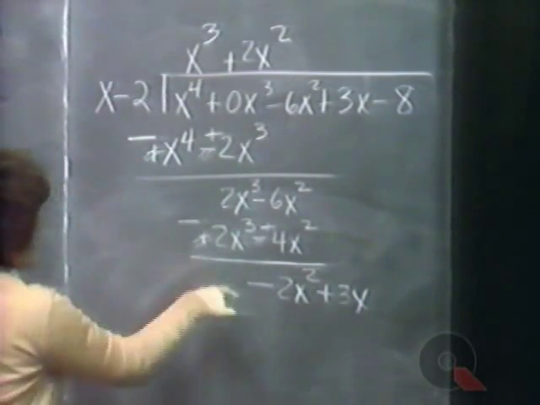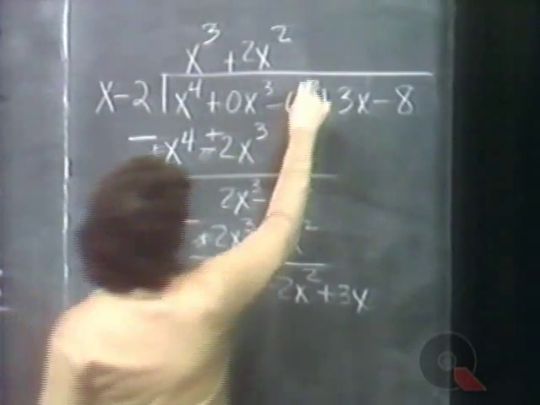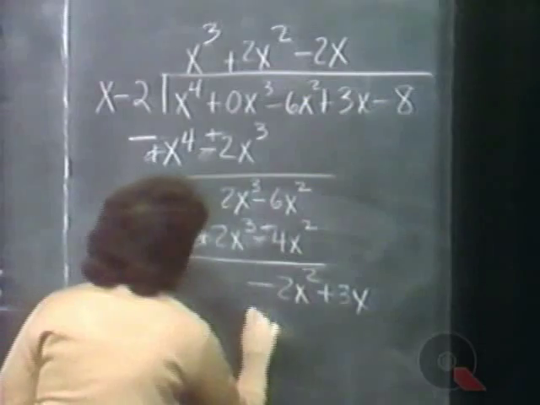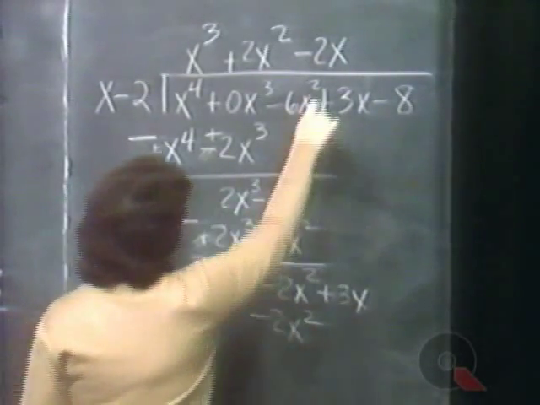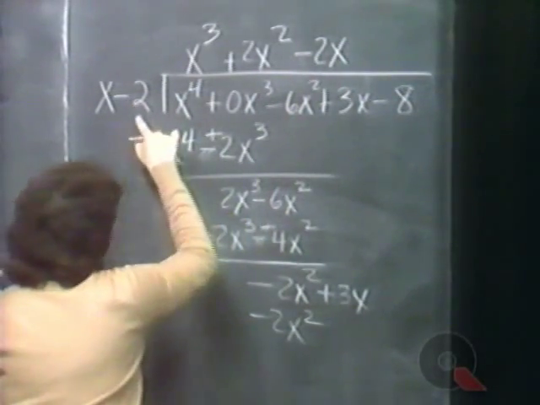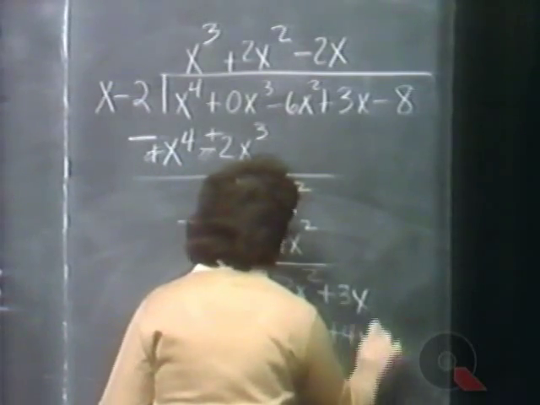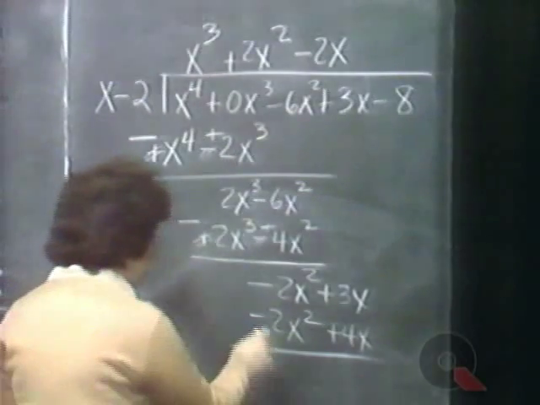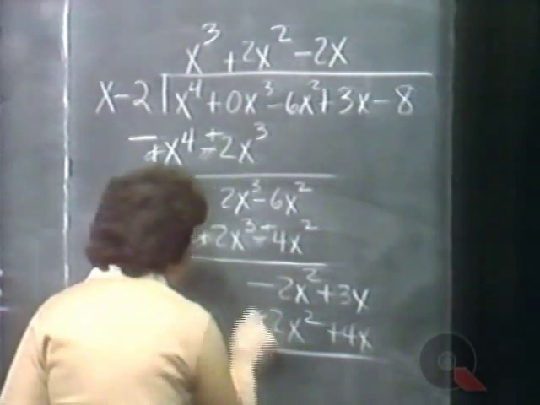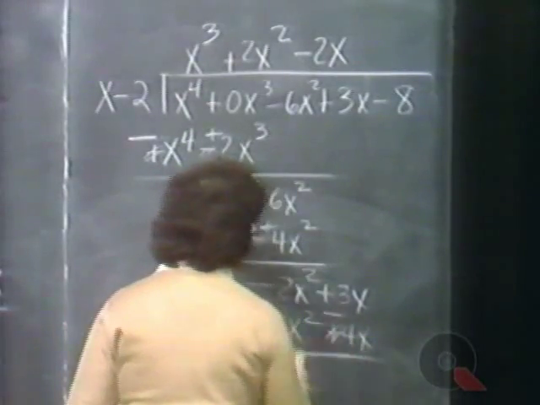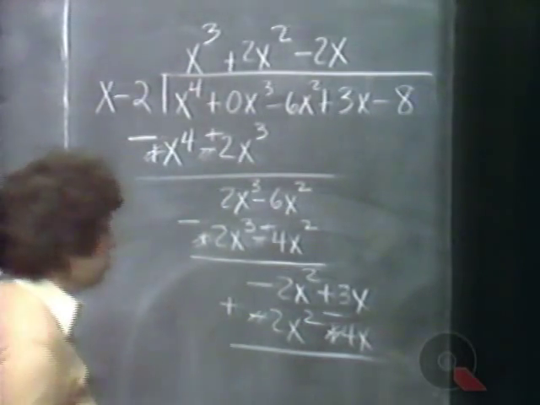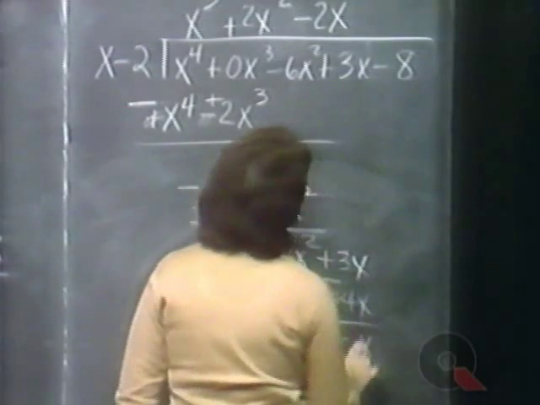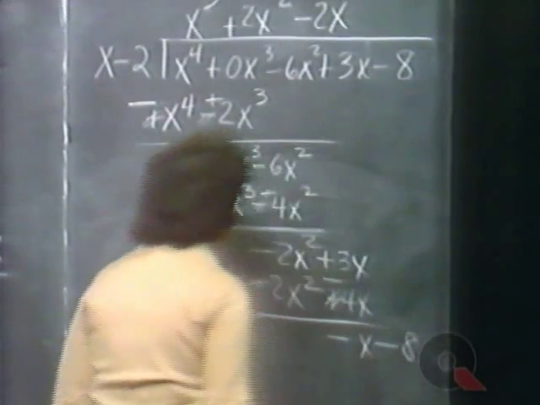How many times does x go into minus 2x squared? It goes in minus 2x times. Minus 2x times the x gives us the minus 2x squared, but then also minus 2x times the minus 2 gives us plus 4x. Okay, we're going to subtract. We change the signs and add. The 2x squared and the minus 2x squared drop out. The 3x and the minus 4x gives us minus 1x, minus 8, now bringing down the last term.